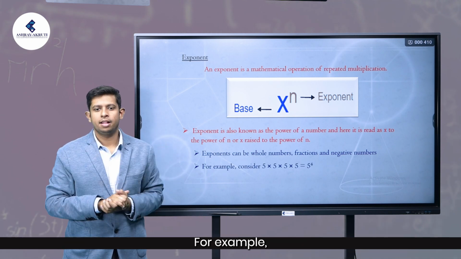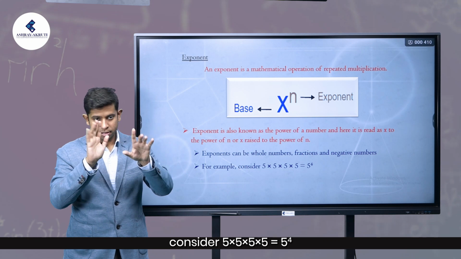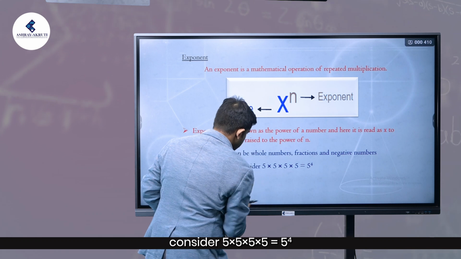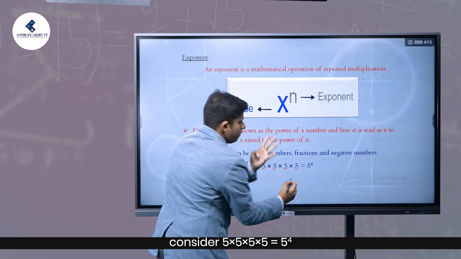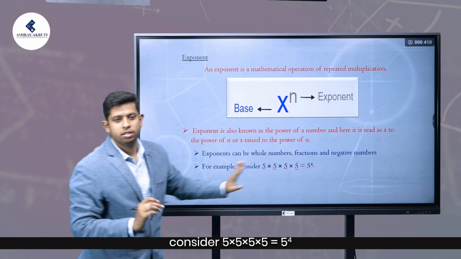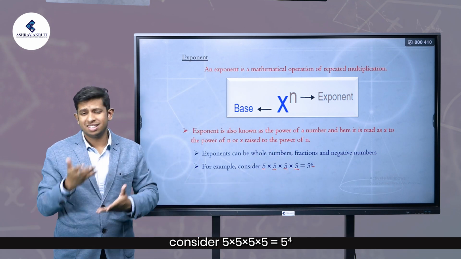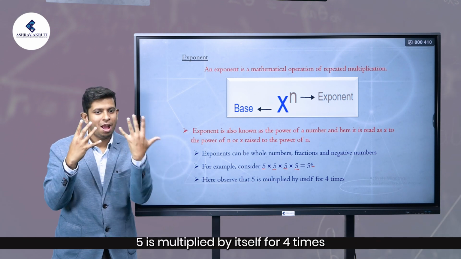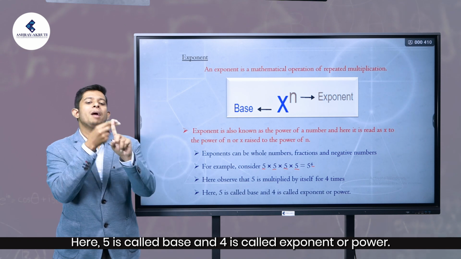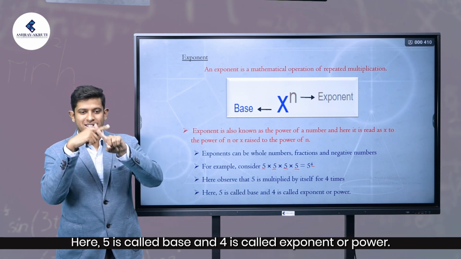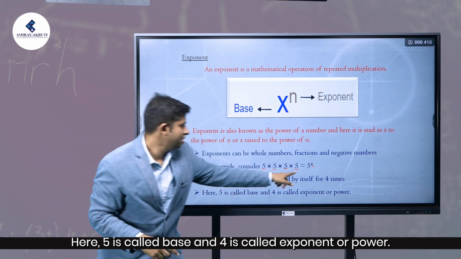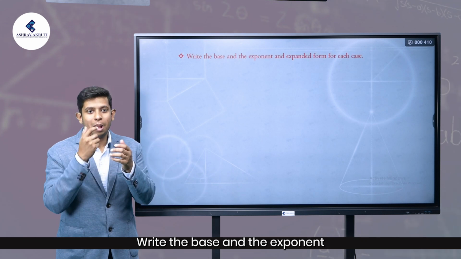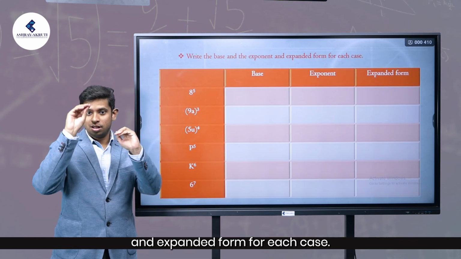For example, consider 5 into 5 into 5 into 5, which is equal to 5 to the power of 4. Here, we can observe that 5 is multiplied by itself 4 times. Here 5 is called base and 4 is called exponent or power. Write the base and the exponent in expanded form for each case.